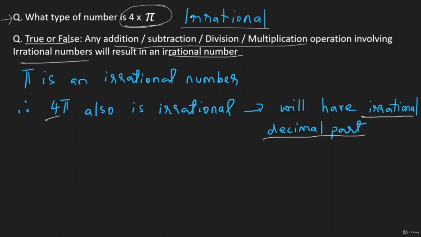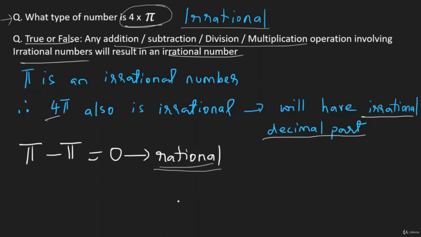Alright, we are back. Let's take an example. If I do pi minus pi, I get 0, and you can see that 0 is a rational number, right? Therefore, it's not always an irrational number that you get as the answer. Sometimes if you do pi minus 2, for example, you will get an irrational number. But you cannot say that you will always get an irrational number. Therefore, this statement over here is false.